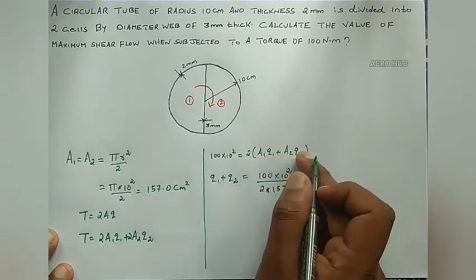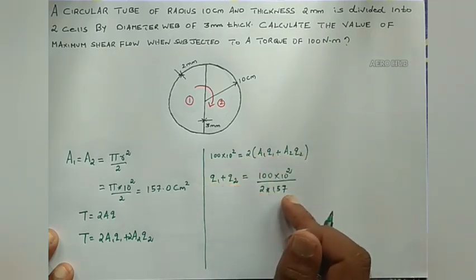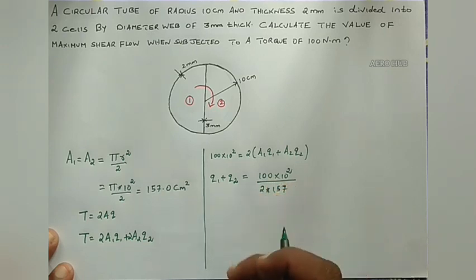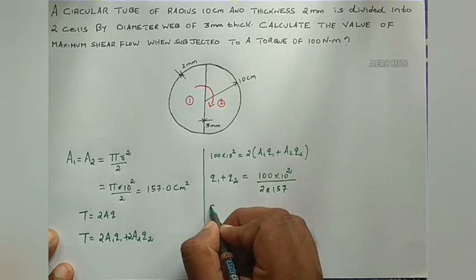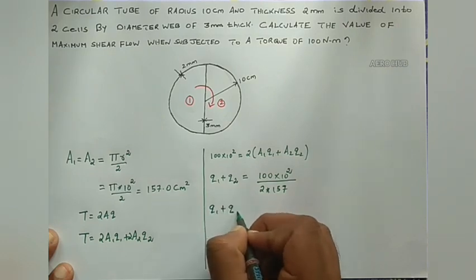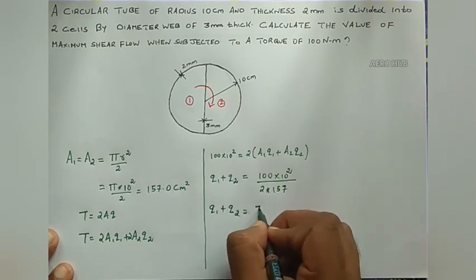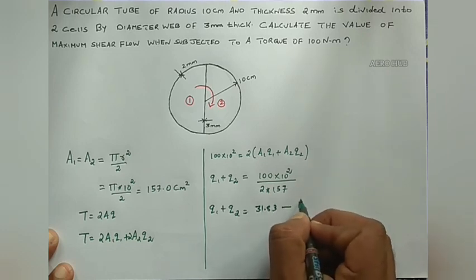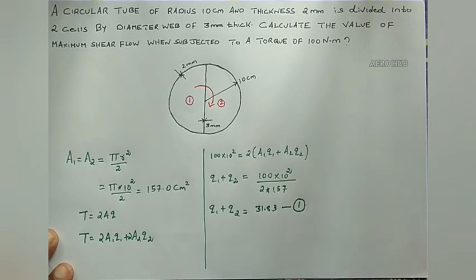2A into Q1 plus Q2. So Q1 plus Q2 is equal to 100 into 10 power 10 square divided by 2 into 157. So Q1 plus Q2 will be equal to 31.83. Okay, put as equation number 1.